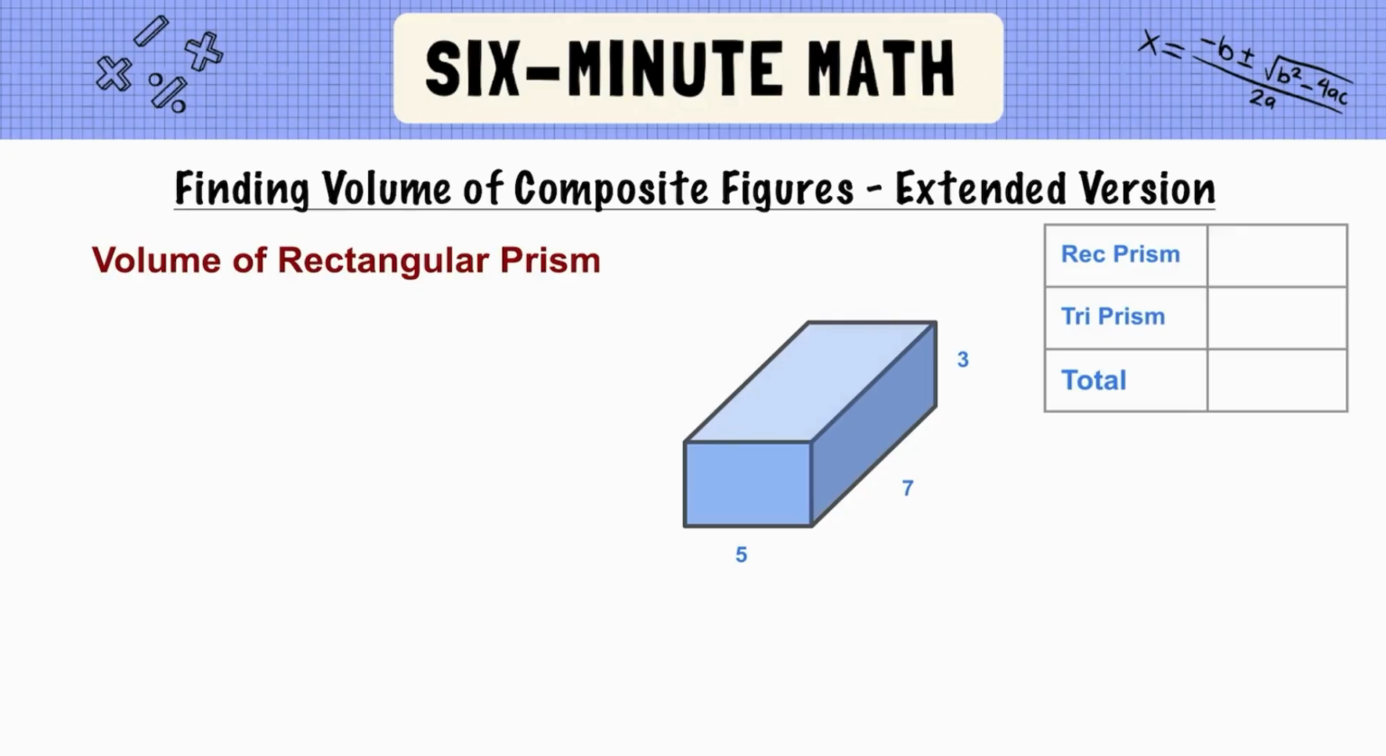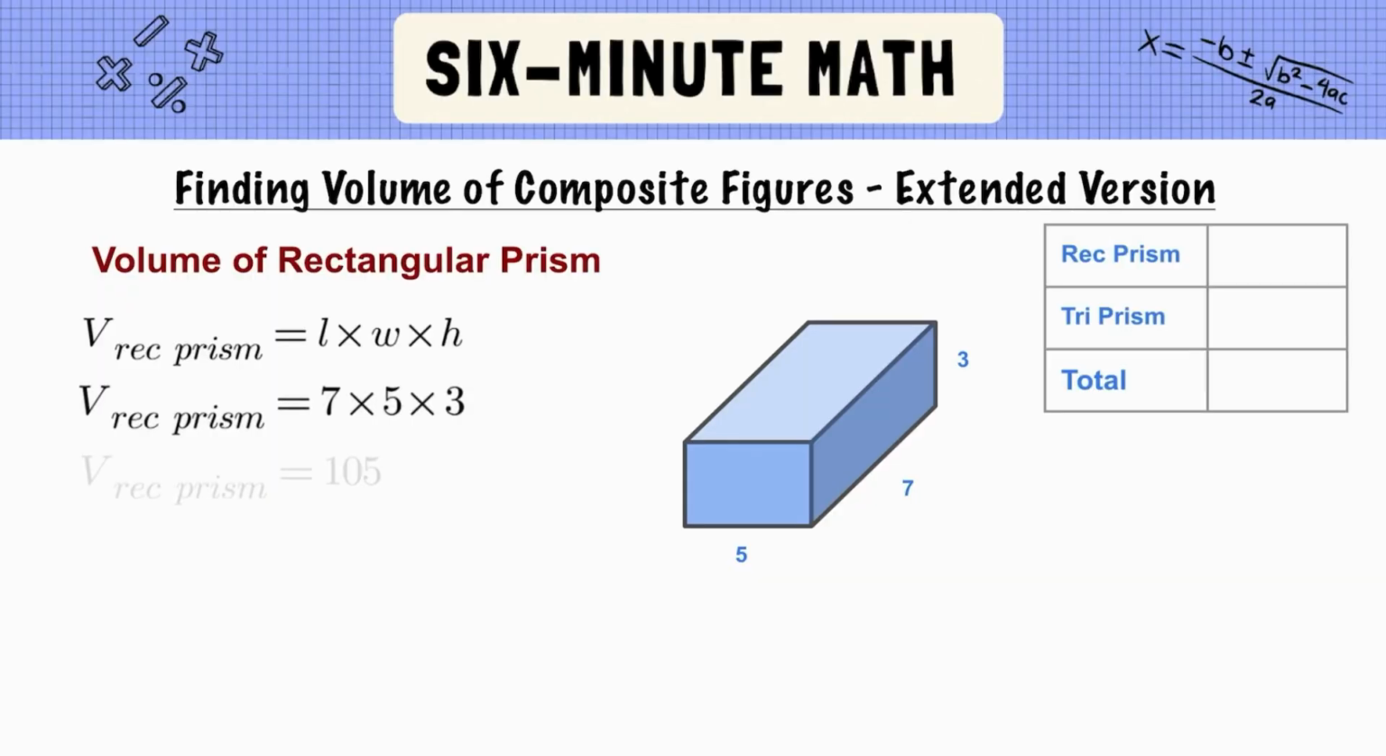The volume for rectangular prisms is length times width times height. We have a length of 7, a width of 5, and a height of 3. So I plug those numbers in, and then I solve to have a volume of that rectangular prism of 105. We're going to add that to our chart just to help us stay organized depending on how many shapes you have.